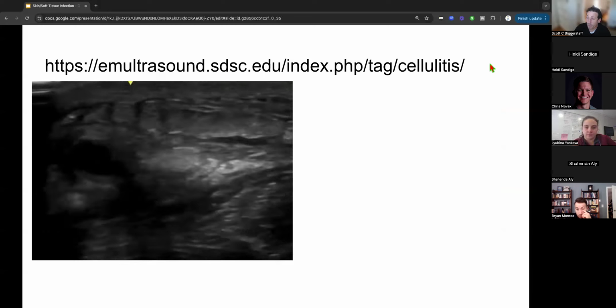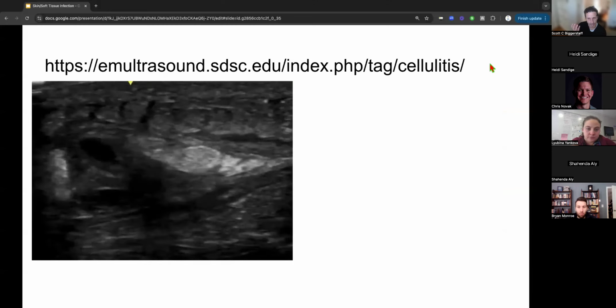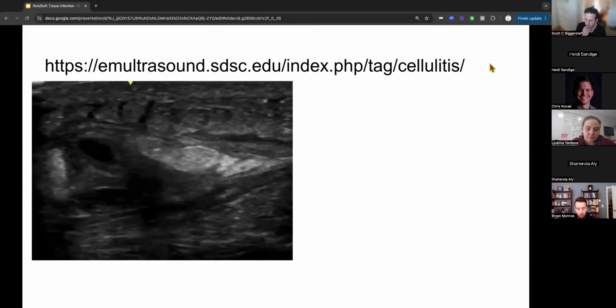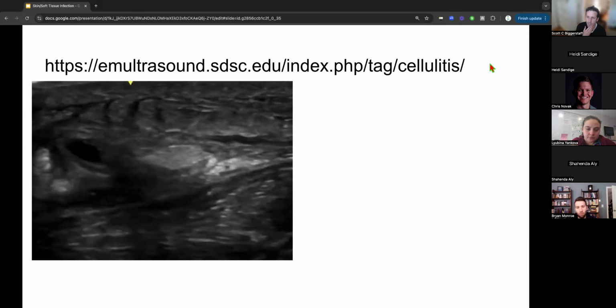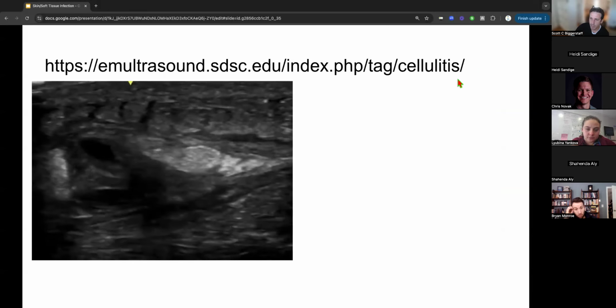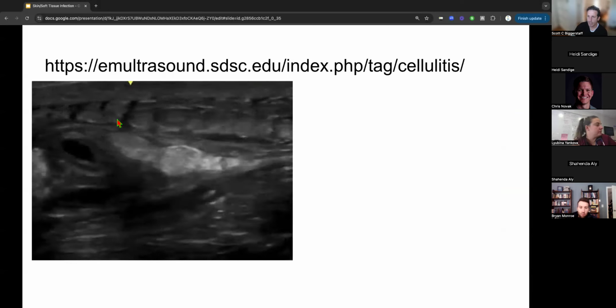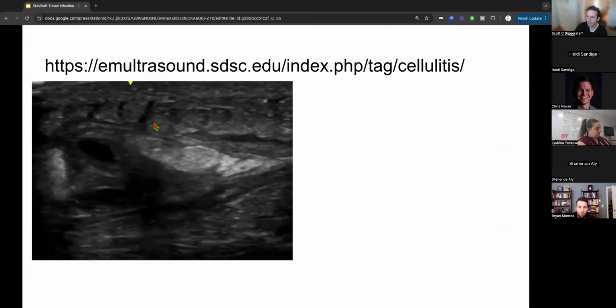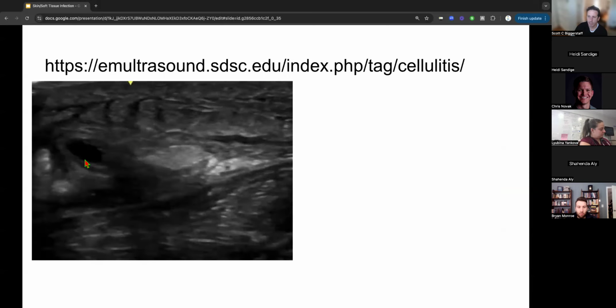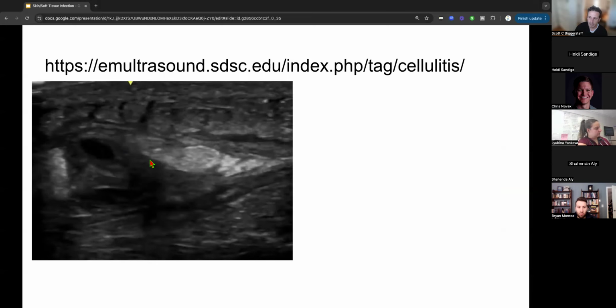This was an example from the adult literature that can happen in kids, certainly. But this was a patient who came in with skin soft tissue infection of the extremity close to the wrist. So you've got cobblestoning appearance up here. And then this was thought to be potentially an abscess.